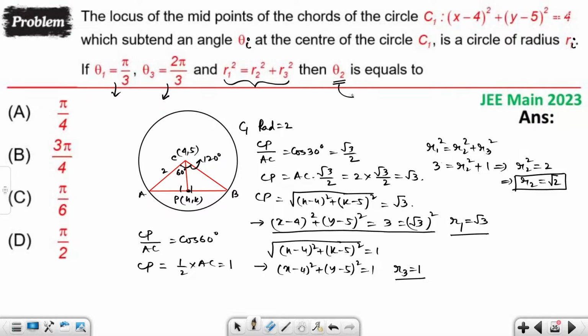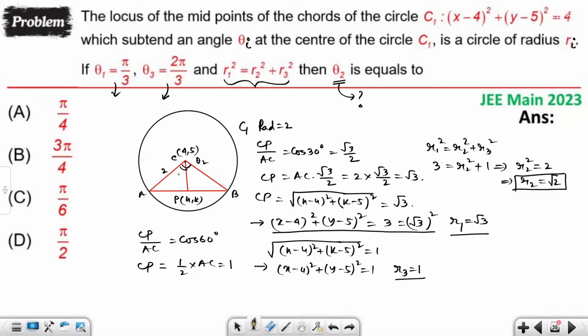Now we have to find out what this theta 2 is. Okay, so let me consider this case again. The only thing is that now this whole angle is your theta 2. So this much is how much? It's theta 2 by 2. Yes or no?